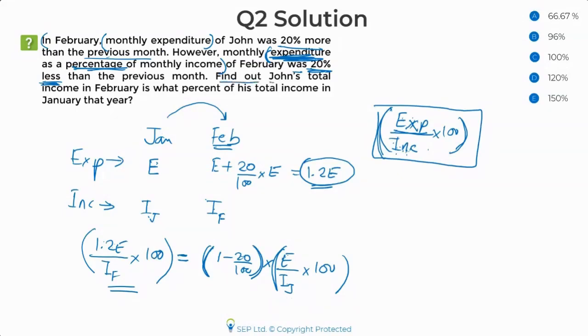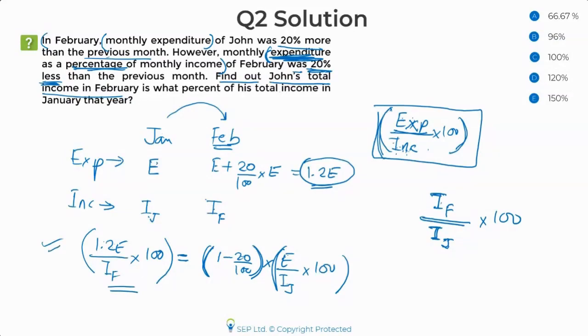Find out John's total income in February. Income in February is what percent of his total income in January. So I am basically looking for this: the income in February is what percent of the income in January. So with respect to January, I need IF by IJ. That is what I'm looking for. So I have one equation with me, so obviously I should be able to get the answer using this statement.